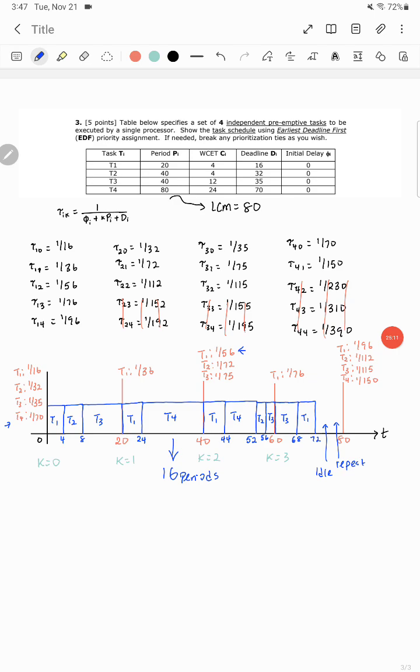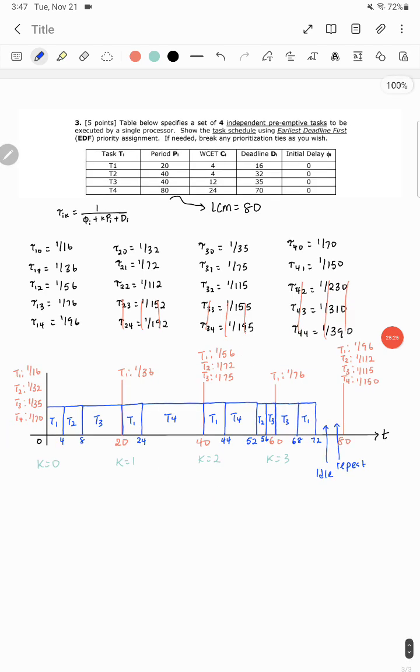Now, because of that higher priority, we are going to preempt T4, then jump to T1. When we are done with T1, we go back to T4. That's another thing that I feel like it's important to note here. But this is the full explanation for conducting task scheduling using earliest deadline first. Thank you.